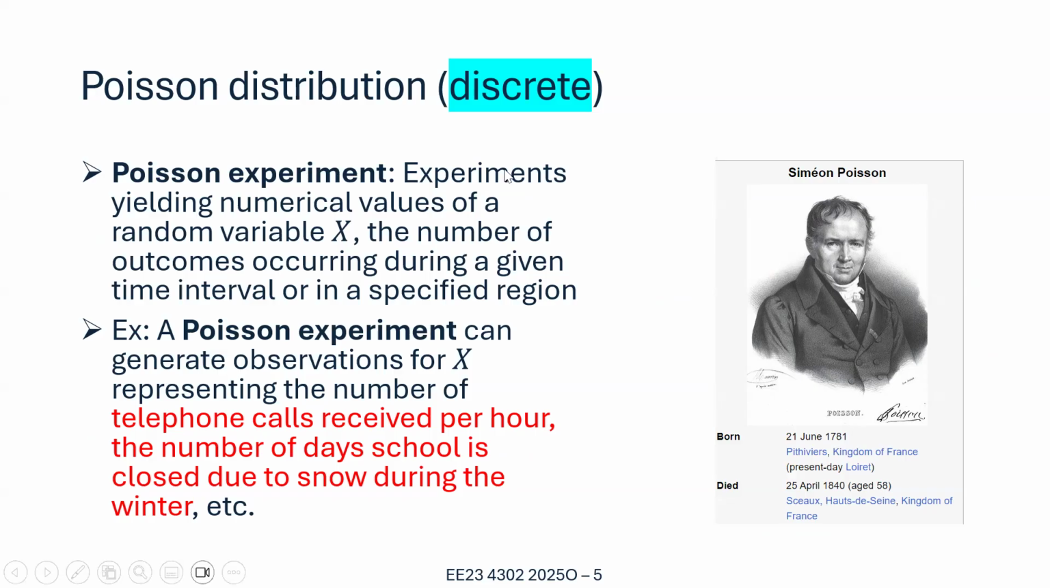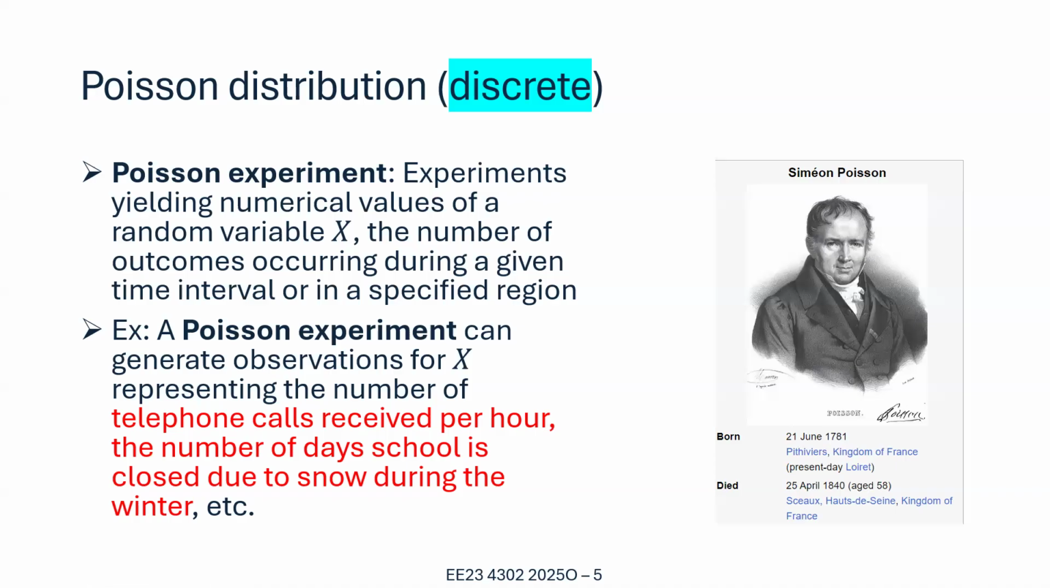Here, the Poisson experiment is the experiment that results in numerical values of the random variable x, the number of outcomes that occur during a given time interval or in a specified region. For example, a Poisson experiment can generate observations for x that represent the number of telephone calls received per hour, number of days closed in the schools, and so on. So many things could be done by a Poisson experiment.